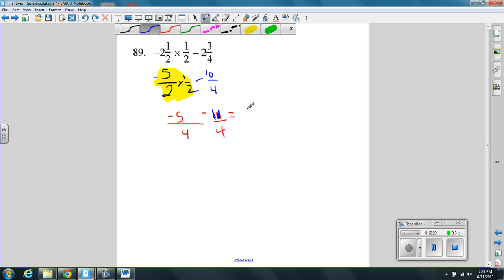Negative 5 minus 11 is negative 16 over 4. There are 4 4s in 16. So our answer is negative 4.